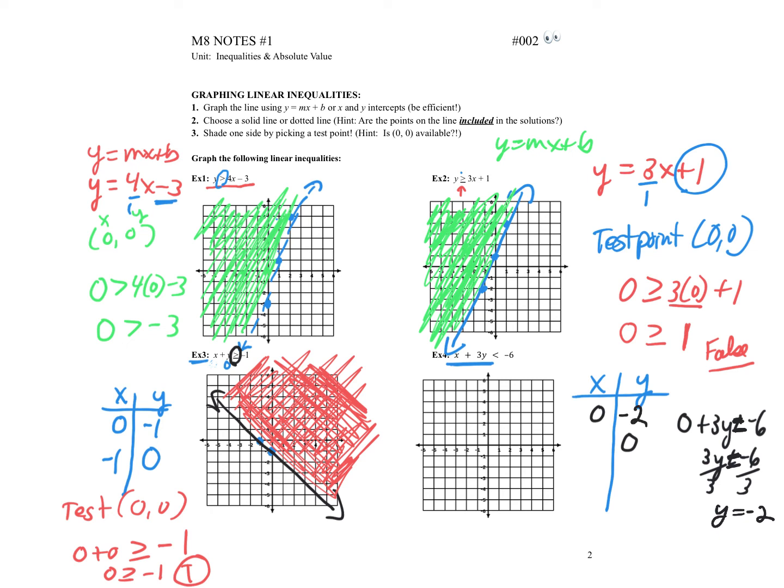And then let's plug in 0 for y. So we get x plus 3 times 0 is less than -6. This will give us 0, so -6. So we have the points (0, -2). I'm going to plot that one first. 0, and then down 2, and then (-6, 0). 6 right there. And let me check it out. Oh, because it's less than, it's going to be a dotted line.